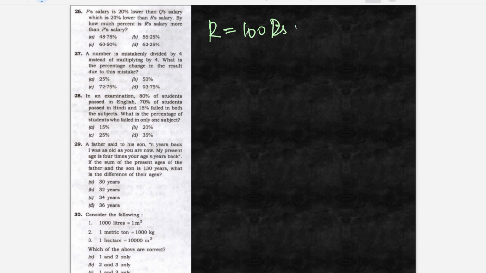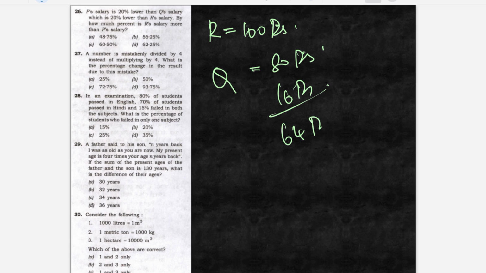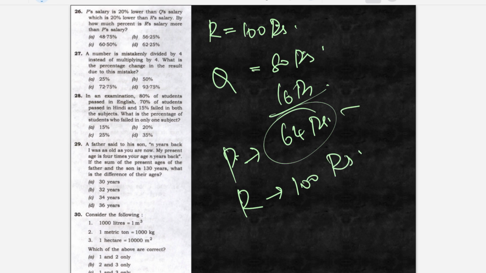So 100. Q is getting 20% less than 100, which means Q's salary is 80 rupees. P is getting 20% less than Q's salary, which means P is getting 16 rupees lesser than 80, which is 64 rupees. That's all we have done. P's salary is 64, R's salary is 100 rupees. The gap between the two is what? 36 rupees.